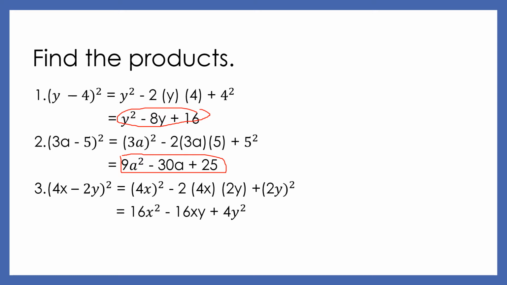Then we have quantity (4x - 2y) squared. So square the first term, which is 4x squared, minus 2 times 4x times 2y plus (2y) squared. So 4x times 4x is 16x squared. And then 2 times 4 equals 8 times 2, 16xy. Then 2y times 2y is 4y squared. That's why our final answer is 16x squared minus 16xy plus 4y squared.